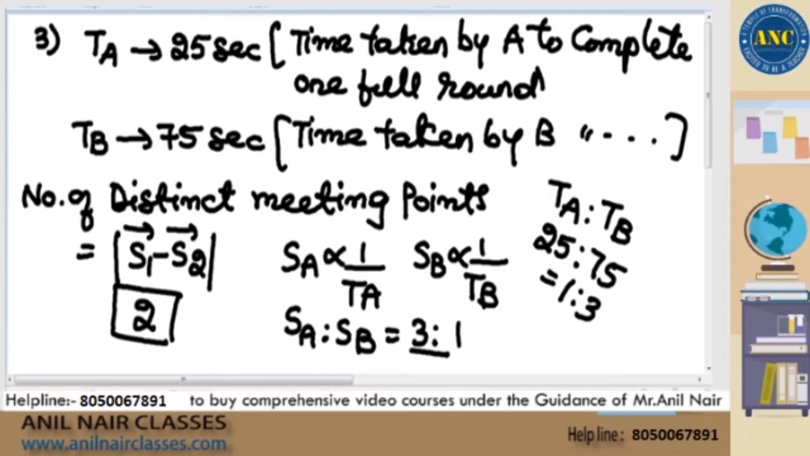Either the speeds will be given or the times will be given, TA and TB. TA is nothing but the time taken by A to complete one full round. TB is the time taken by B to complete one full round. If time period ratios are given, speed also you can find out. So we discussed time taken to meet again for the first time on the track, and number of distinct meeting points on the track. Next, another variety.